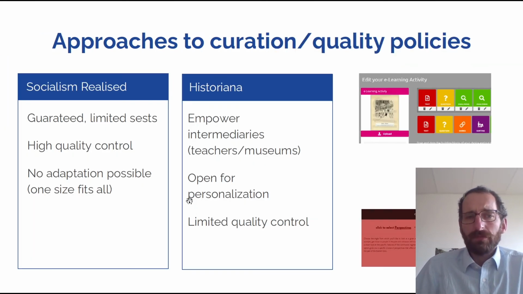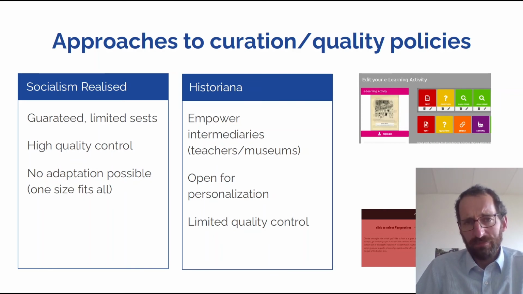Now let's compare. Socialism Realized offers a guaranteed limited set of sources. The quality control has been very dense and high, with a lot of tests and pilots, but there's no adaptation possible. In the case of Historiana, the intermediary, not really the end user, but the intermediary, such as a teacher or museum, is empowered, especially compared to the closed system of Socialism Realized.